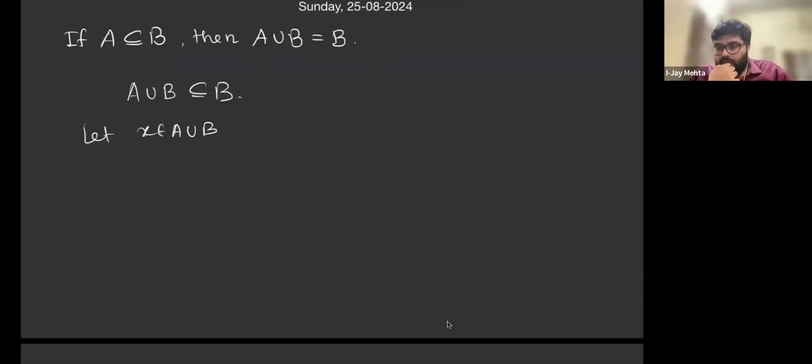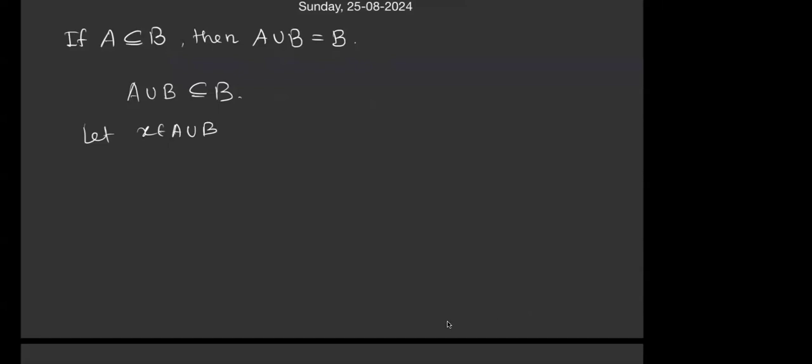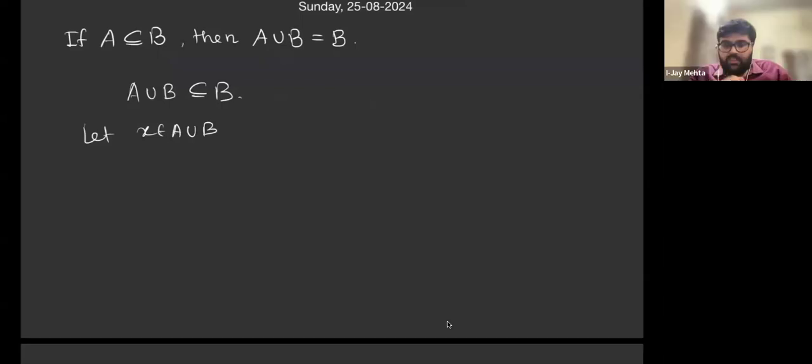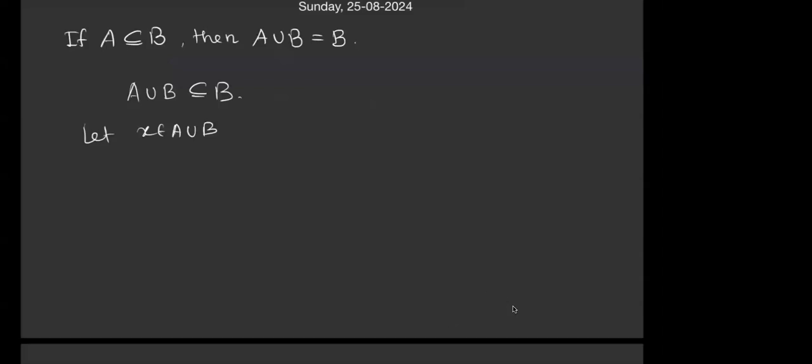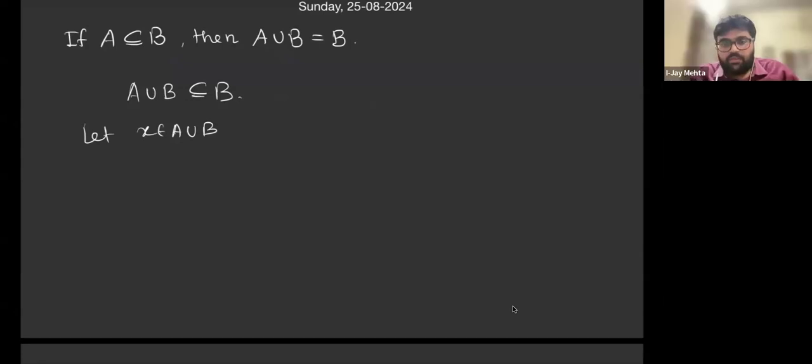What was the second case now? Sir, if X is in A, then since A is a subset of B, X is already in B. Now, what was the second case? The second case is if X is in B. In that case, do we have to show anything?